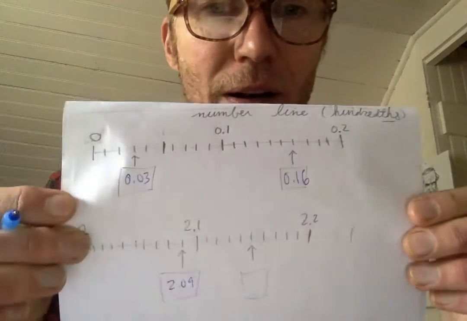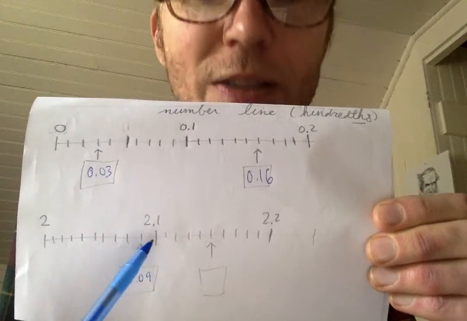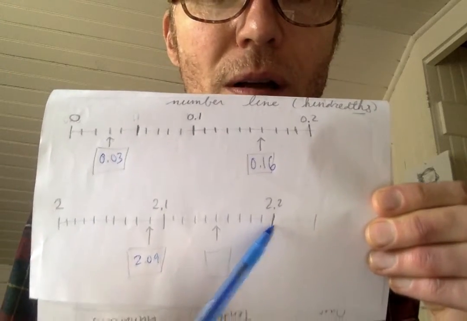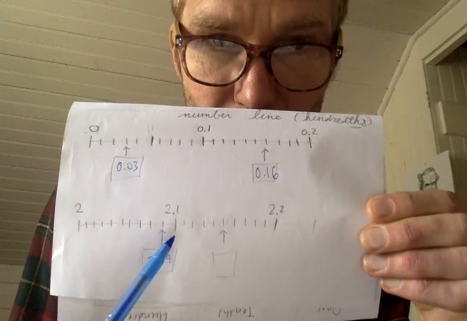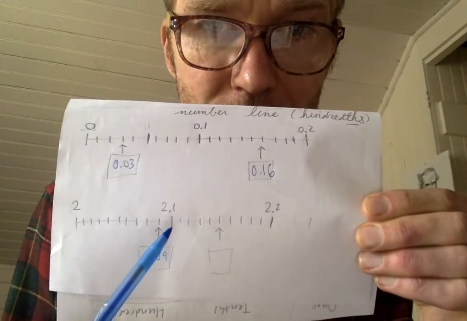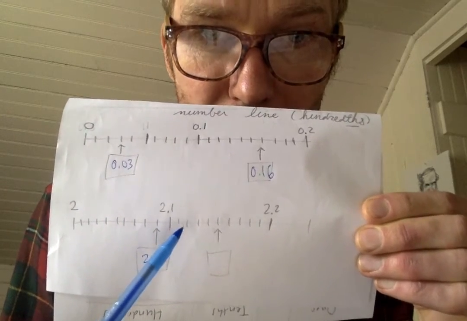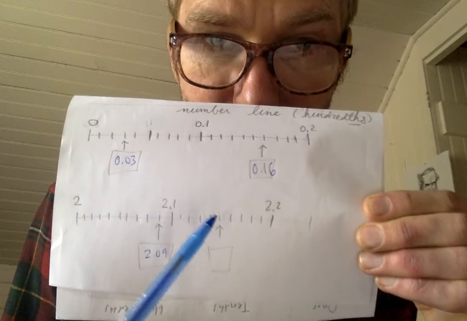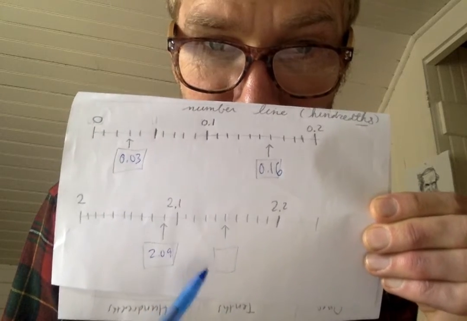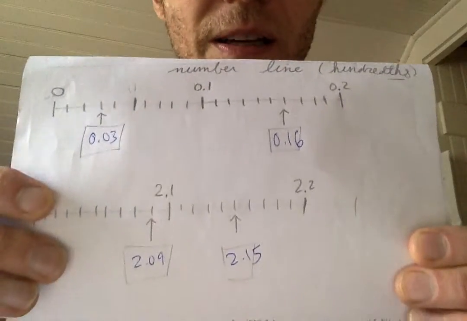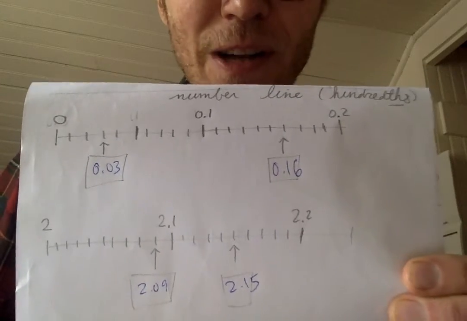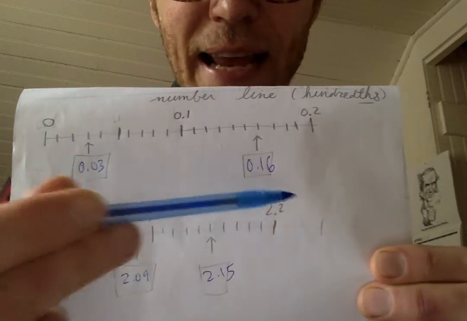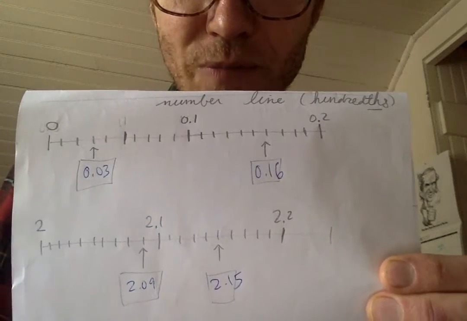And now I got another one. Last one of the day. This one's between 2.1 and 2.2. So it's 2.1 what? Well, count them up. 2.11, 2.12, 2.13, 2.14, 2.15. So you're going to be looking, how many hundredths are there? Well, between the tenths, there are 10 hundredths, so just count them up, just like that.